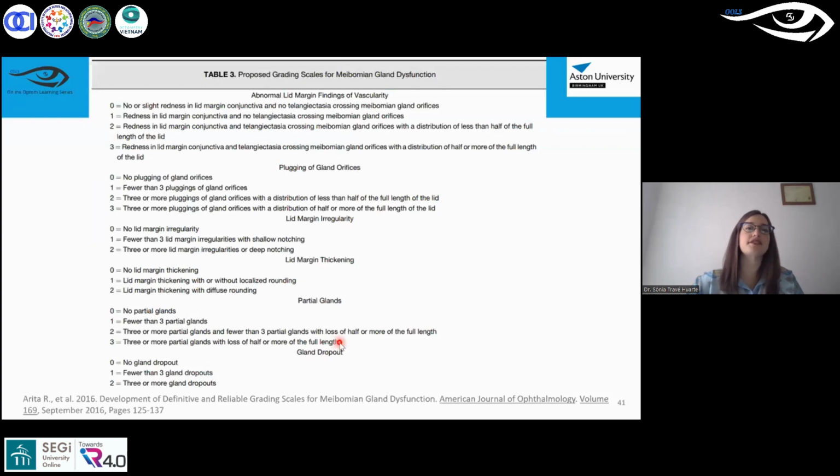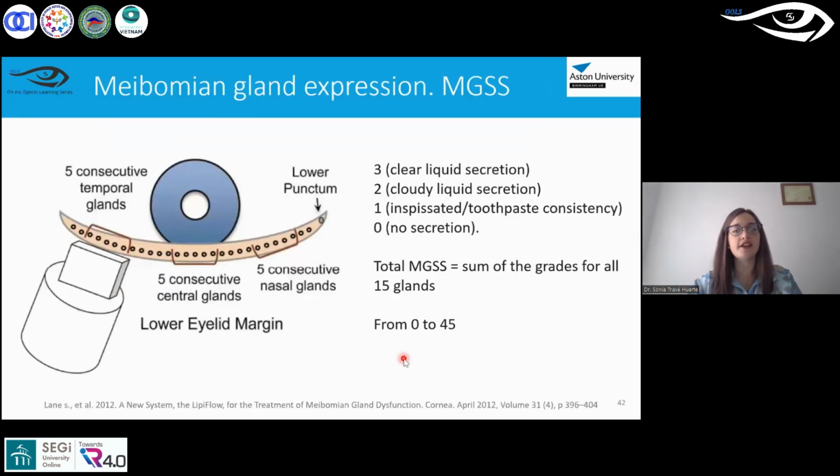We have a proposed grading scale for Meibomian gland dysfunction, again by Arita et al. Things that we need to look for: vascularity within the lid, plugging of the glands, lid margin irregularity, thickening of the lid, which we've just seen in the image before, and the glands, whether they're partial or not, and if there's gland dropout. This is yet another grading scale that you can use. The most important thing is that you're consistent with your grading scales. Whichever one you want to use, make sure that you or your practice is consistent with it. And then in terms of the expression, there are also different grading scales.